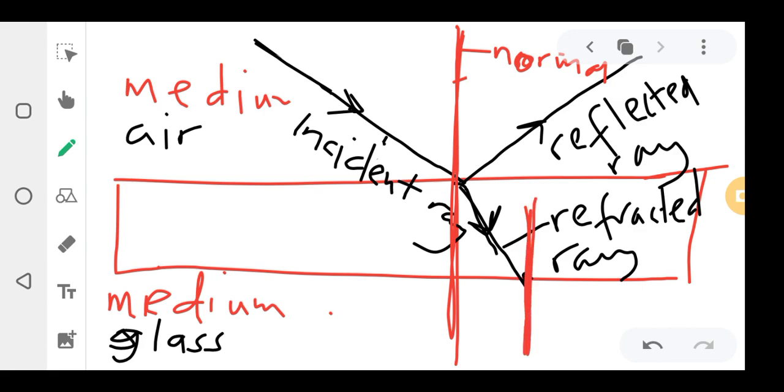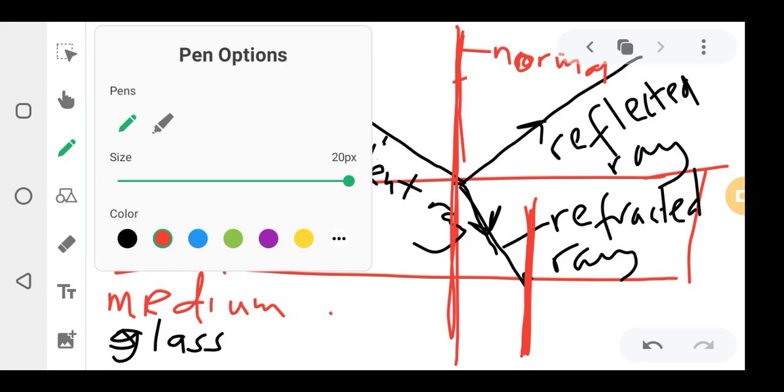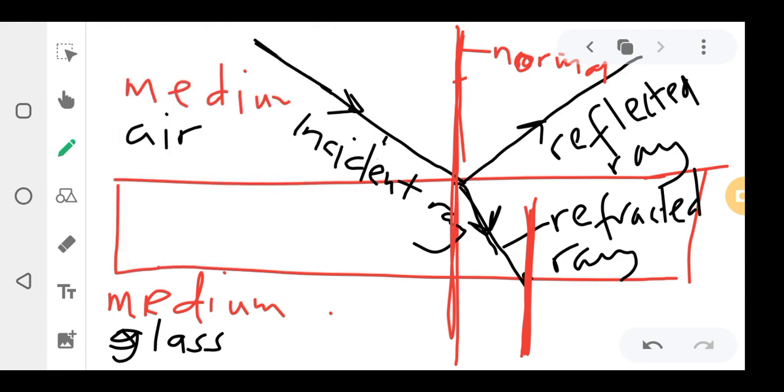This is also called the normal. So these two, the red lines, are both called the normal. Now, the ray that comes out from the other normal, the one that is outside on this side, is called the emergent ray. They can ask you to label this emergent ray.